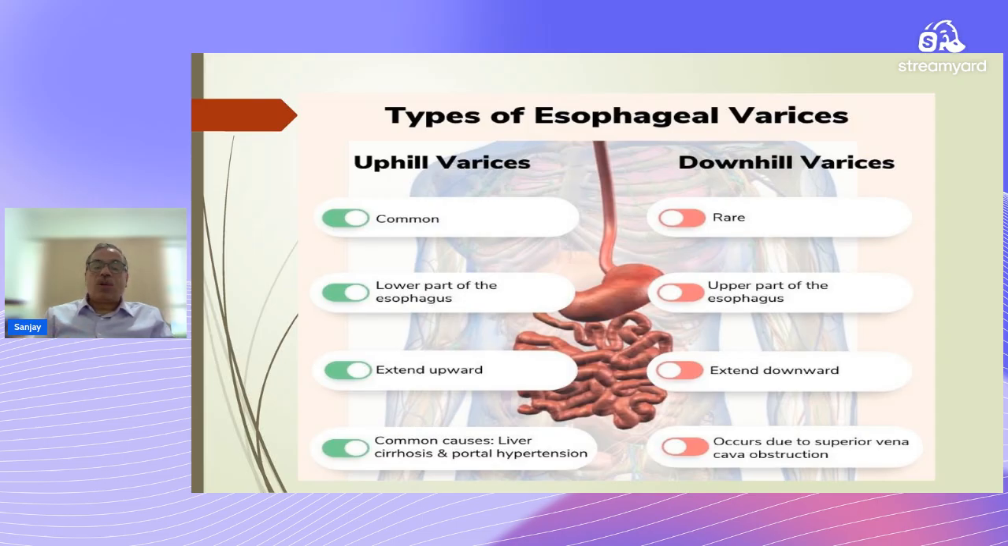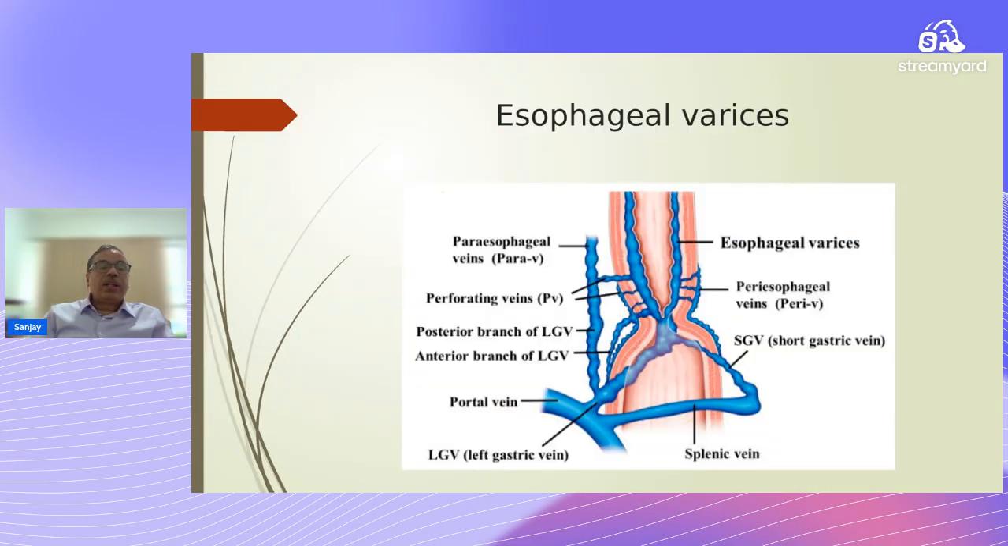Gastroesophageal varices can also be labeled as uphill and downhill varices. Uphill varices means they first develop in the lower part of the esophagus and then extend upwards. Commonly seen in cirrhosis and portal hypertension, they are the commonest ones. Whereas downhill varices are quite rare. They develop in the upper part of the esophagus and then extend downwards, and mostly they are seen in a very rare cause, superior vena cava obstruction. So these are the uphill and downhill varices.